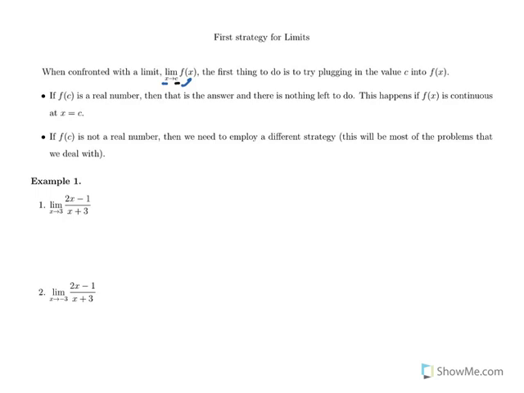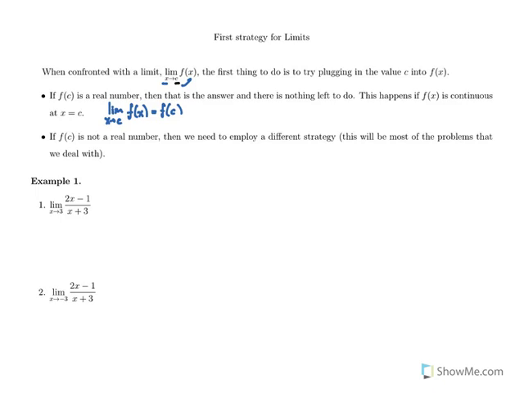This is going to happen when f of x is a continuous function at x equals c. That's straight from the definition that a function is continuous if the limit as x approaches c is equal to f of c. So if that's just a real number, then that's going to be our answer. If it is not a real number, then we're going to need to employ a different strategy. And note, most of the problems that we deal with are ones where we're not just going to have a continuous function, because those aren't very interesting and they're very easy to deal with. So let's look at an example of one where the function is continuous and one where it's not.